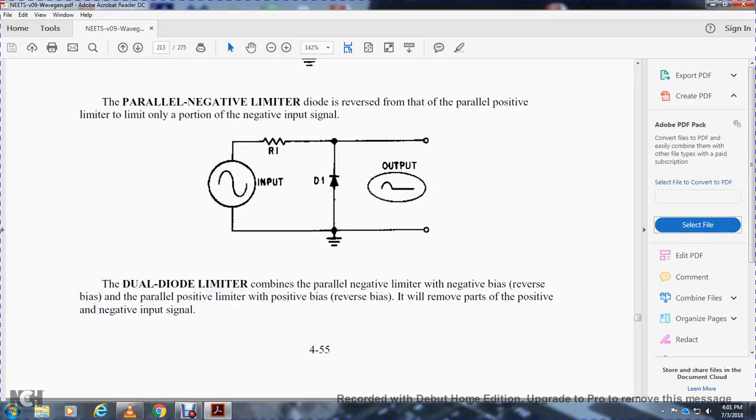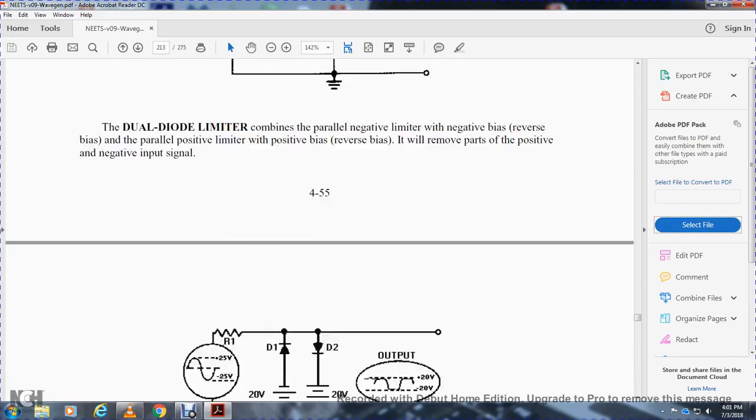The dual diode limiter combines the parallel negative limiter with negative bias and the parallel positive limiter with positive reverse bias, removing parts of both the positive and negative input signal.